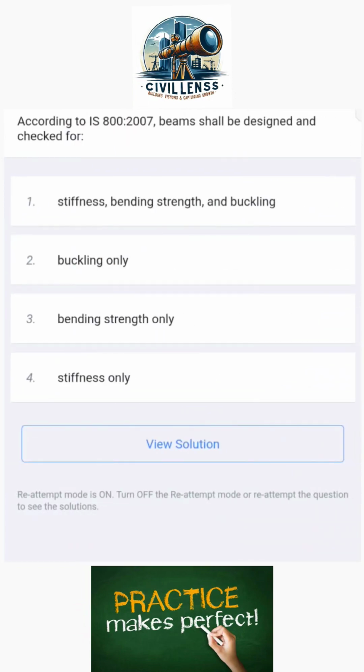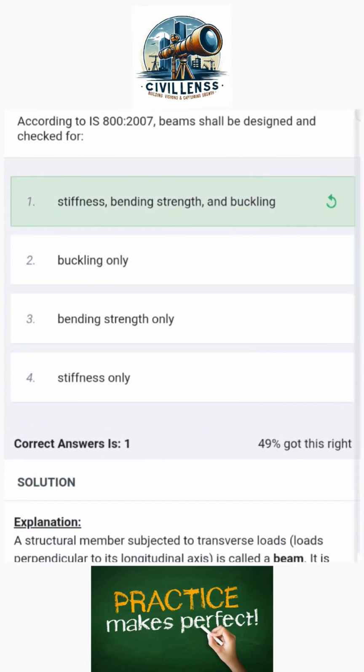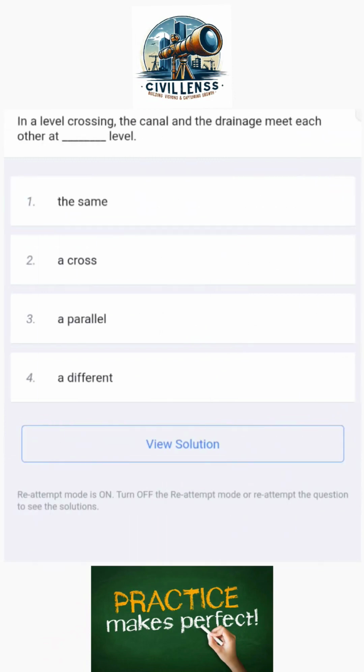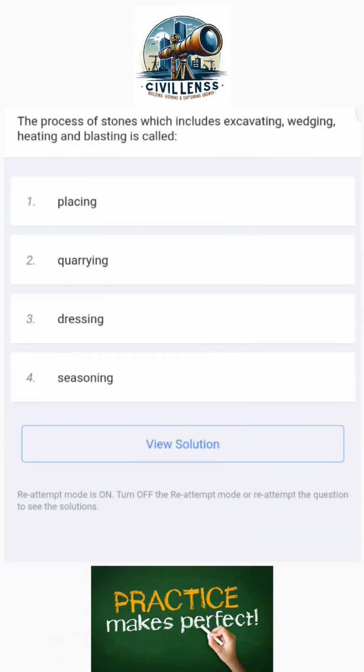Next, according to IS 800:2007, a beam shall be designed and checked for its stiffness, bending strength, and buckling. Leveling in which staff readings and the distance between the points are required is called profile leveling. Next one. In the level crossing, the canal and the drainage meet each other at the same level. The process of quarrying stones, which includes excavating, wedging, heating, and blasting, is called quarrying.